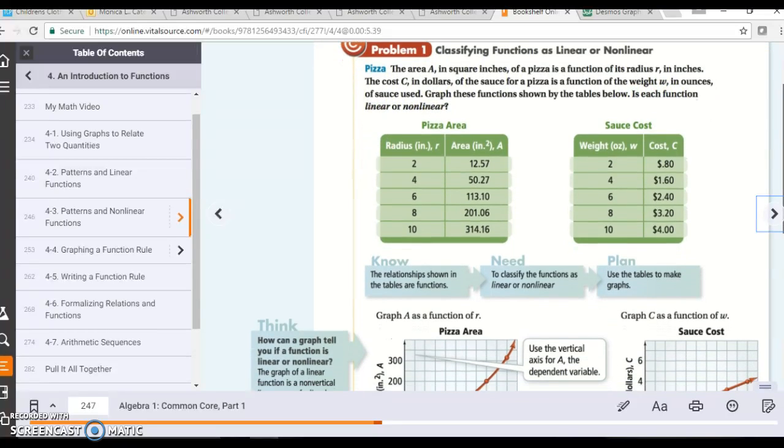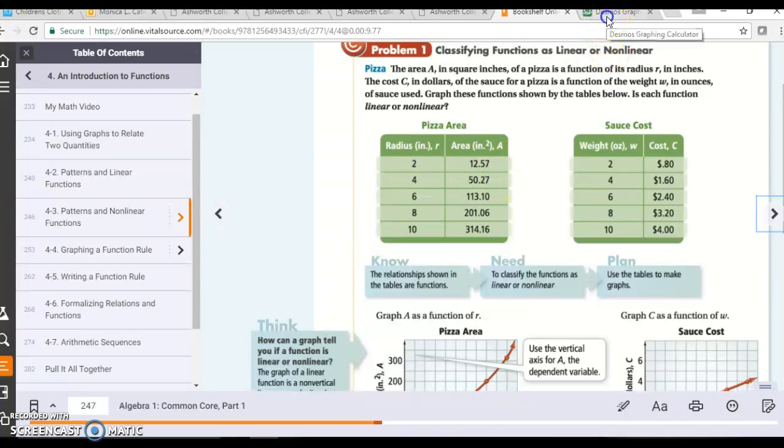So we're going to look at determining if the function is linear or nonlinear by looking at the graph first. There's multiple ways we can determine if a function is linear or nonlinear. Let's look at the graph. This is the pizza area, this is the radius, and this is the area. So if we're given the radius, what's the area?